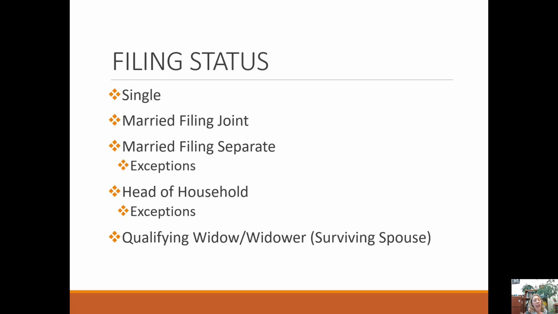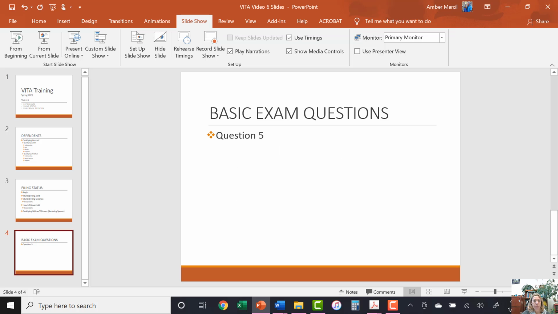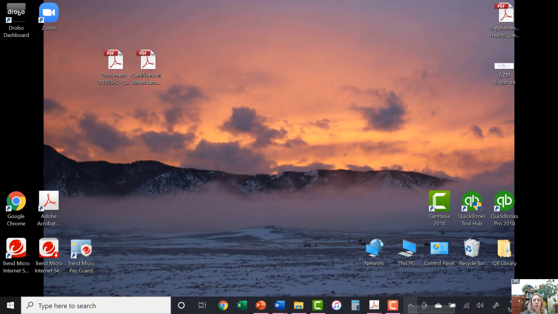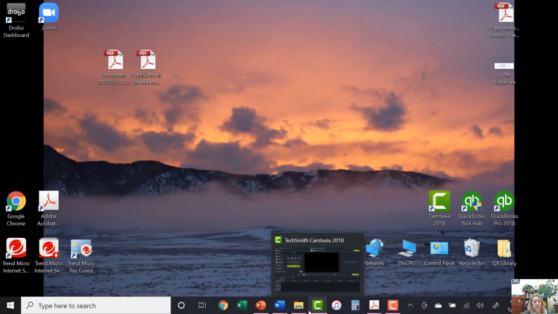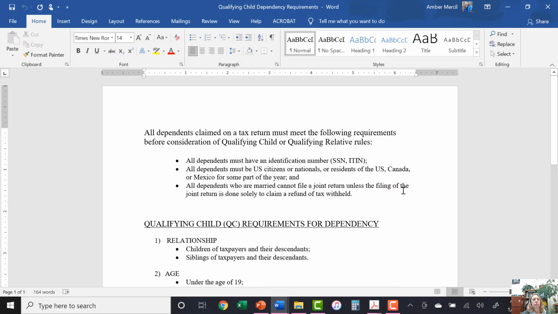So I have some documents that I have prepared for all the dependent discussion and the filing status discussion. Once we're done with that, we'll go ahead and answer question 5 on the basic exam. All right, so the first one I want to look at is dependents, and I have 2 documents: the qualifying child requirements and the qualifying relative requirements.